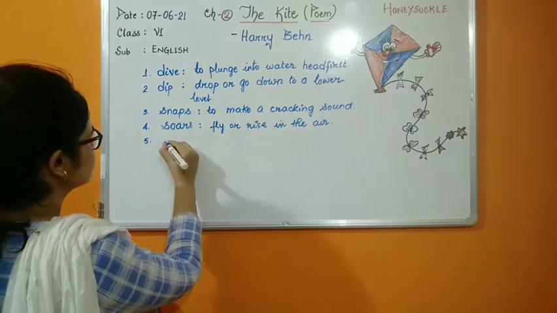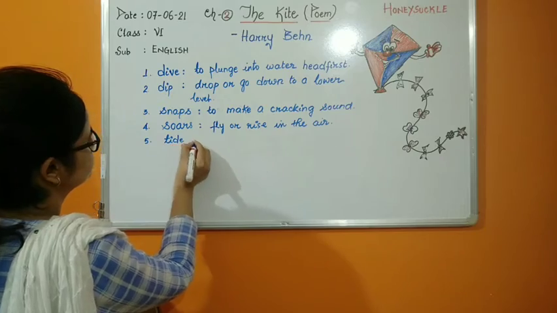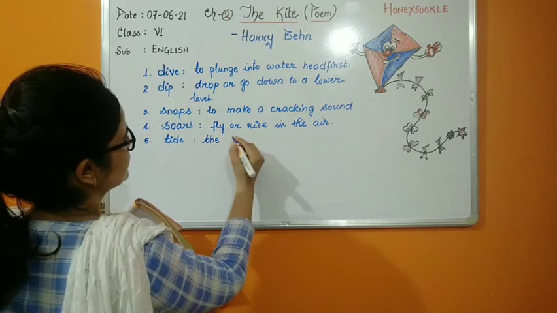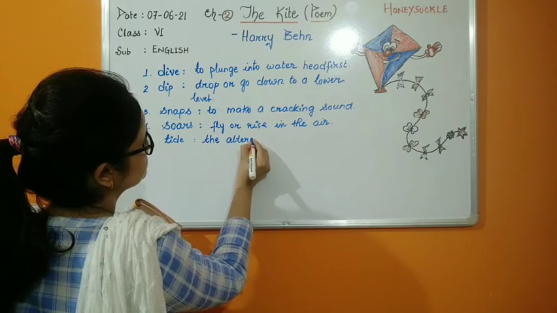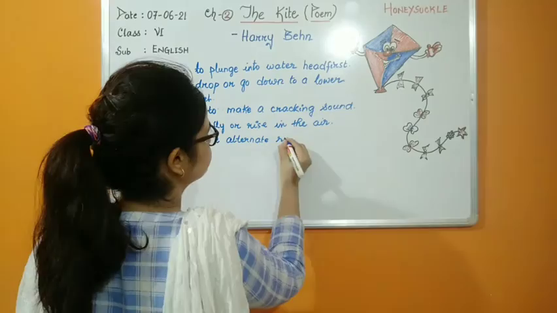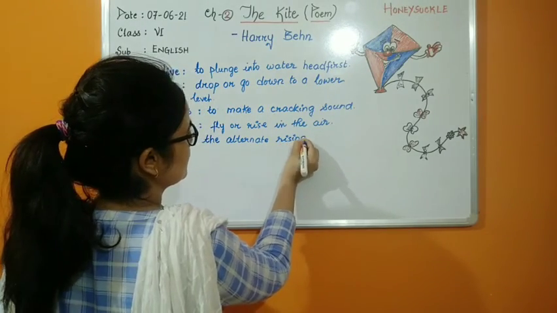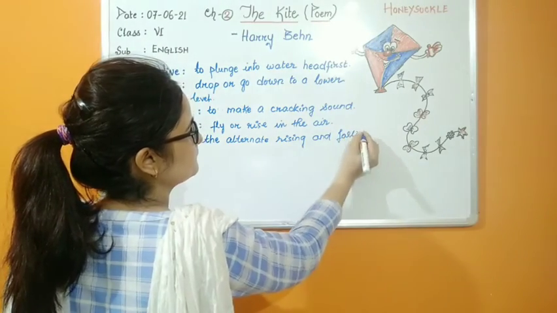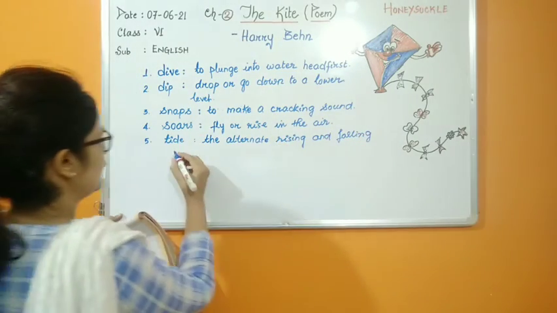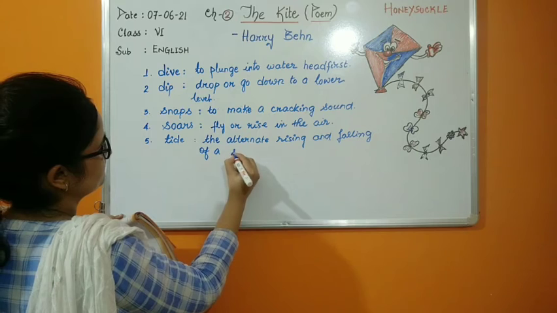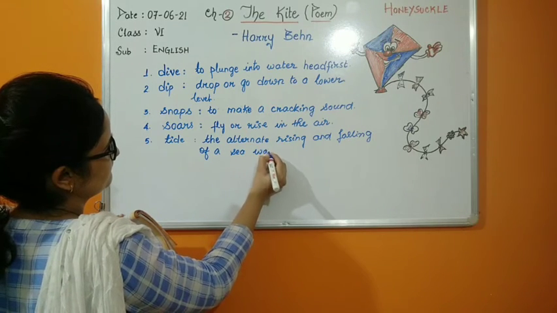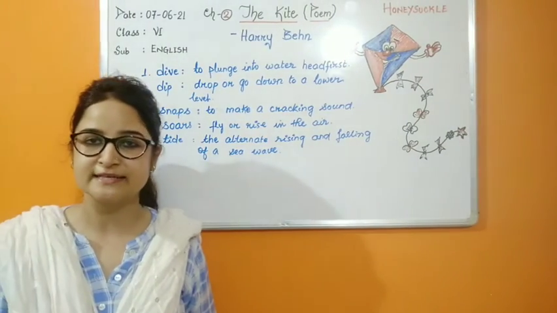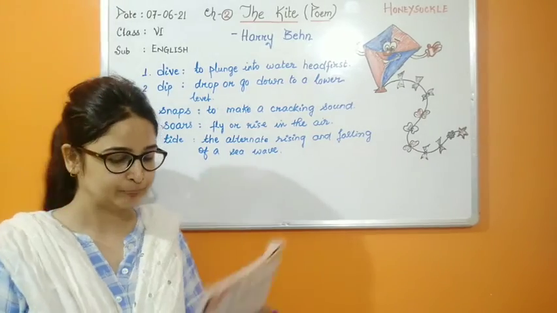Fifth word is tide. Tide is the alternate rising and falling of the sea waves. The alternate rising and falling of a sea wave. Okay. Tide is the alternate rising and falling of a sea wave.